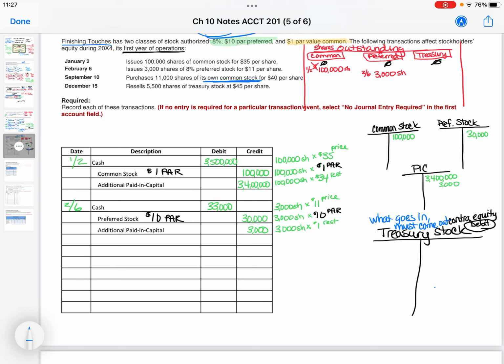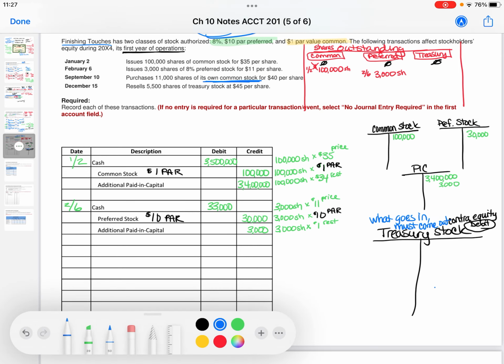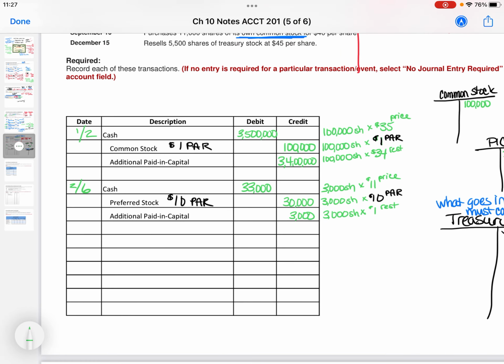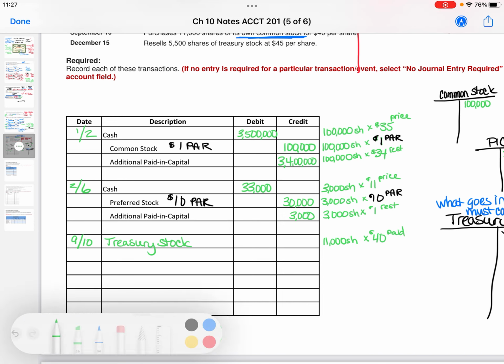Okay, so let's start with our first entry. It's September 10th, and we are purchasing 11,000 shares for $40 a share. So the entry would be debit to treasury stock. Contra equity debit, that means we're increasing it. It's 11,000 shares, and multiply it just by the amount that we paid. So $40. Now, this $40, it's important. I'm going to make it blue.